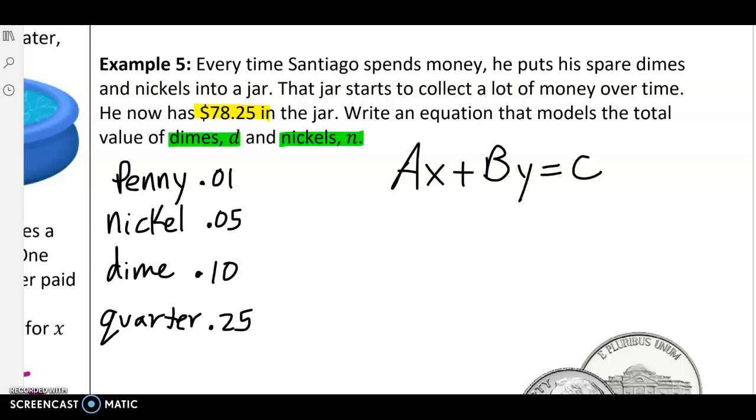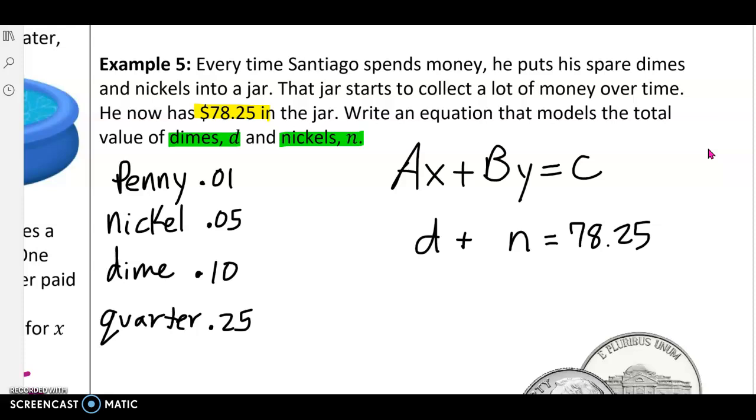Okay, everyone, so looking at this, instead of using x and y, you can see that it tells us to use D and N, and it doesn't really matter which one you do first. So since D is first in the word problem, I'm going to use D, and I'm leaving spaces for the a and b values. And the total amount of money they have in their jar is $78.25. But keep in mind, D stands for the number of dimes, and N stands for the number of nickels. So we have to add how much they're worth.